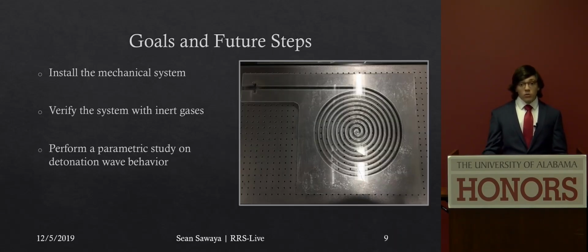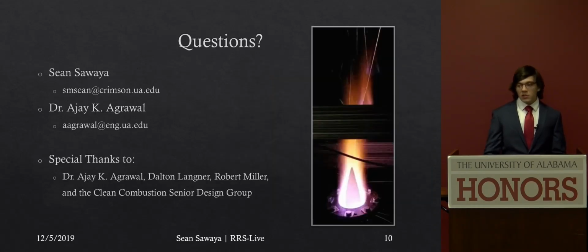So our goals and future steps: we need to install the mechanical system within the test cell, and then we need to go and verify the system with inert gas. And that will allow us to see if there's any leaks within the system, if we're losing pressure, and to make sure that all of our valve operations work as expected. And then once we have done all that, and we know that the system will work, we can begin performing our parametric study on detonation wave behavior through these multiple different geometries. And with that, I'd like to take any questions.